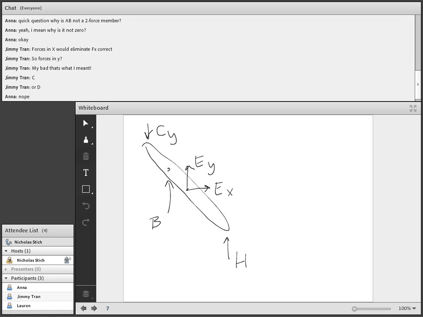I suggest the quickest way to do that is just by taking the sum of the moments about a point. Point E would be the quickest for finding it out.